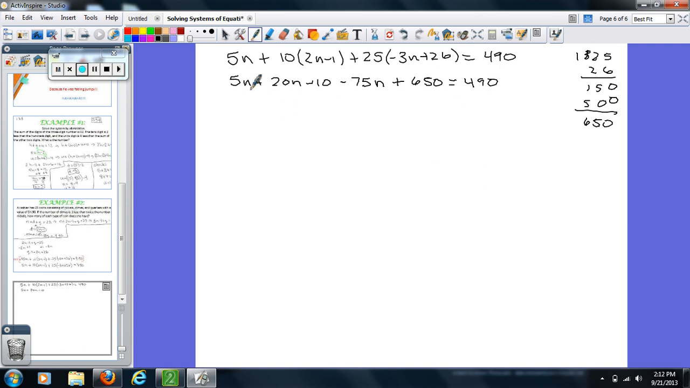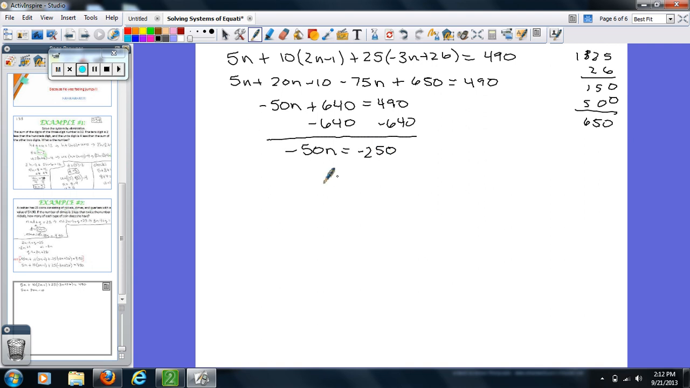Now let's combine our like terms. That's 25n minus 75n, so that's minus 50n. And then you're going to have negative 10 and 650, which is going to be plus 640 equals 490. Subtract 640 from both sides. You're going to get negative 50n equals negative 250. Divide by negative 50, and you're going to get n equals 5.